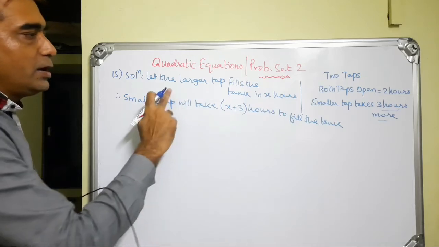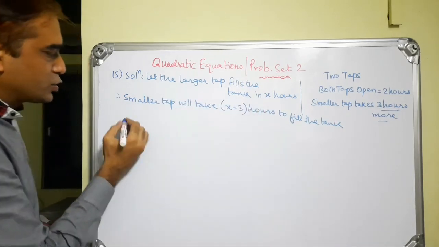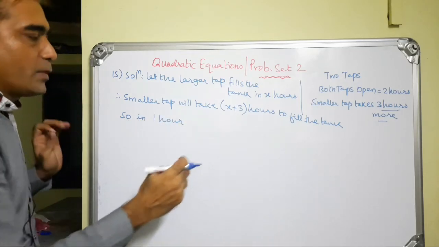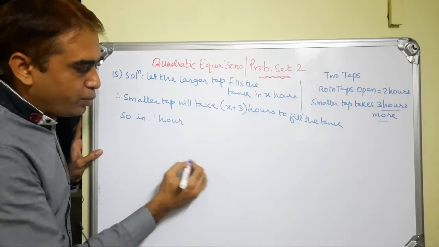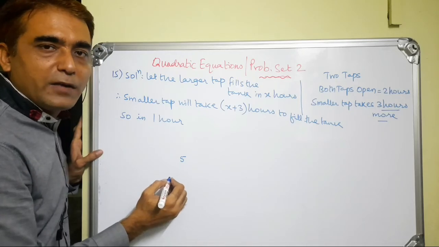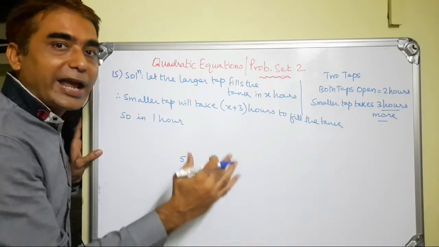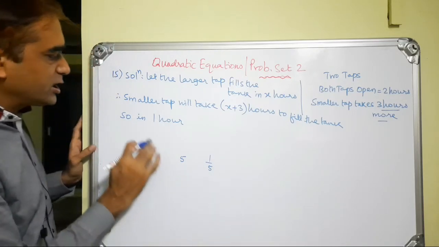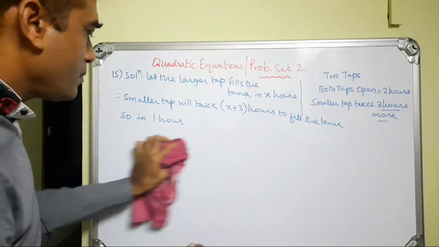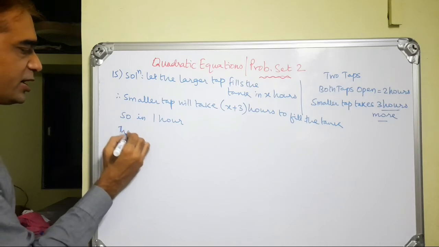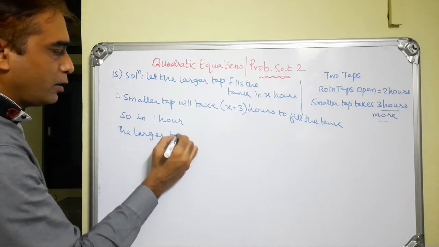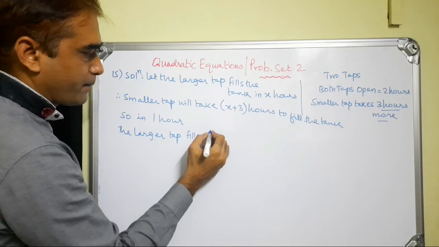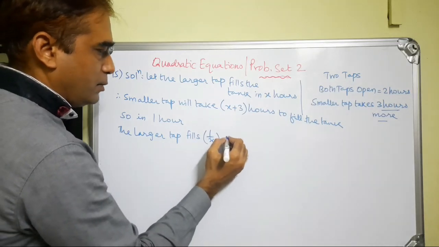Now if the larger tap fills the tank in x hours, then in 1 hour, if the greater tap completely fills the whole tank in 5 hours, how much part of the tank will be filled in 1 hour? 1/5 part will be filled. In the same way, in 1 hour the larger tap fills 1/x part of the tank.